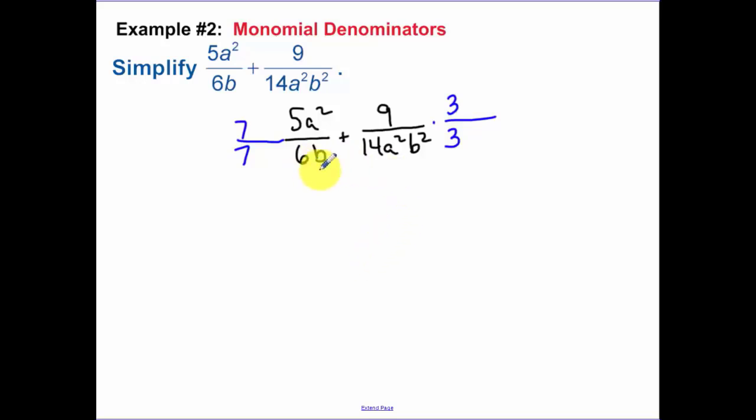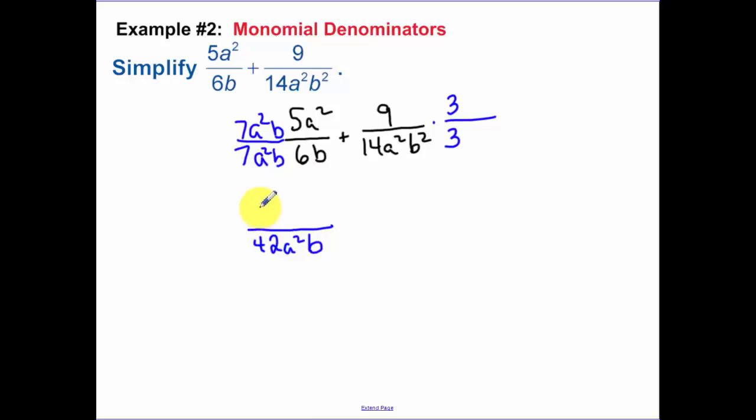Now, this denominator has an a squared. This denominator has no a squareds. So I need to multiply by that a squared so that now I would have an a squared on the bottom. And then this has a b, this has a b squared, so I have to take the higher of those two exponents. So I multiply by b over b, because when I multiply b times b, I will get a b squared. So our common denominator ends up being 42a squared b squared.